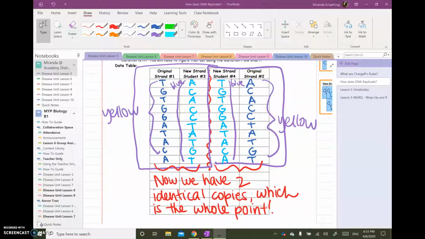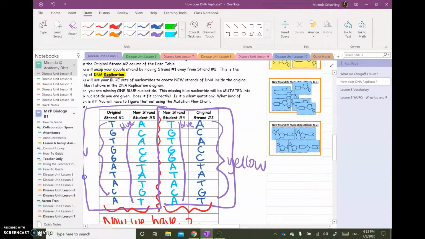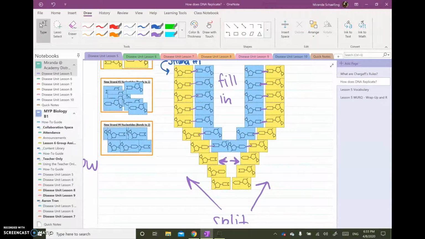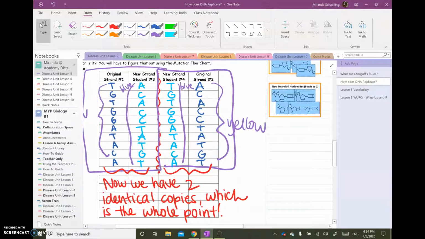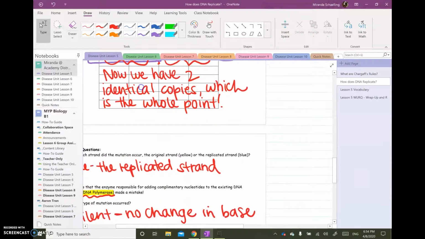All right, so we know that we had one original strand which was yellow. Originally the yellow was all zipped up together, kind of like it is right here. During replication, it was split in half by an enzyme called DNA helicase, which you'll get to know a little bit later. And then the blue ones were filled in one at a time according to what matches with what. Okay? And then at the end, we have two identical copies.